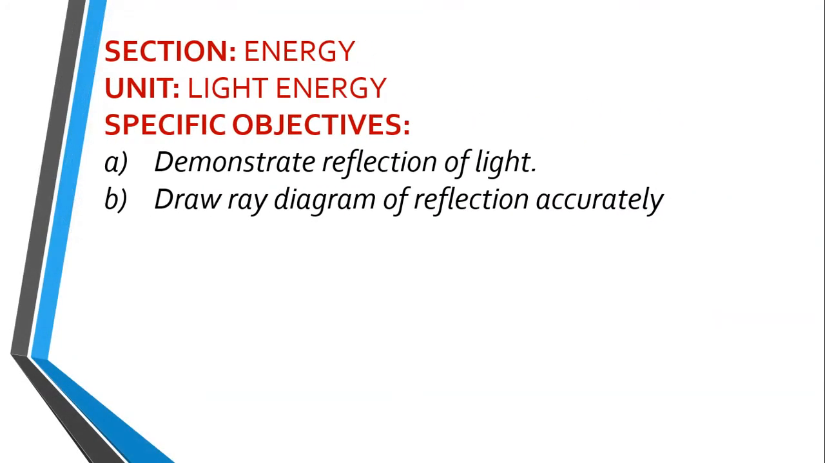In our previous lesson, we learned how to draw eclipses of the sun and the moon. In today's lesson, we are beginning a study on another property of light, that is reflection of light. We should be able to demonstrate reflection of light at home and draw a ray diagram of reflection accurately.